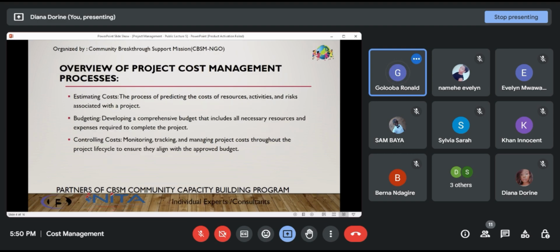Yes. So the overview of project cost management includes estimating costs. Cost estimation is a process of predicting the cost of resources, activities, and risks associated with a project. It also includes budgeting, which is the development of a comprehensive budget that includes all necessary resources and expenses required to complete the project. Then there's controlling costs, which is monitoring, tracking, and managing project costs throughout the project life cycle to ensure that they align with the approved budget.